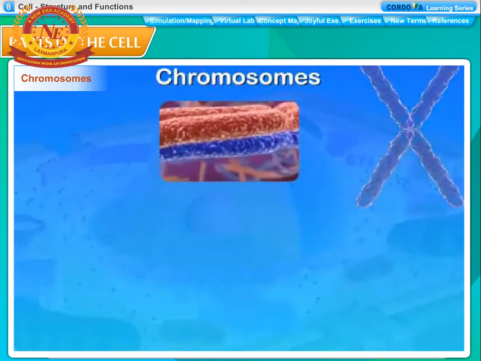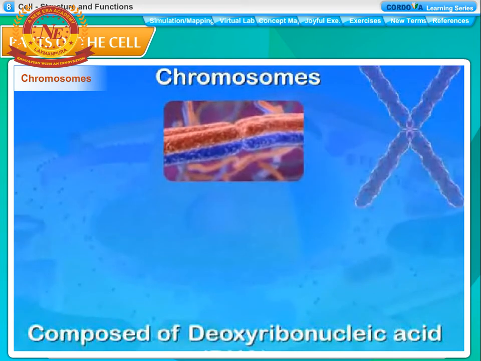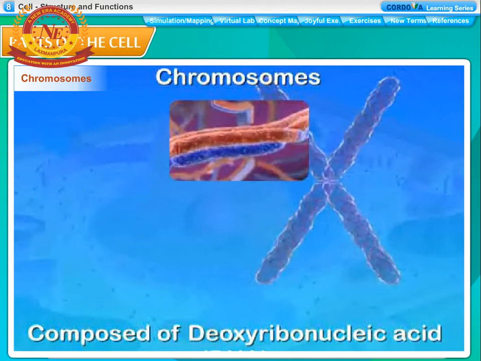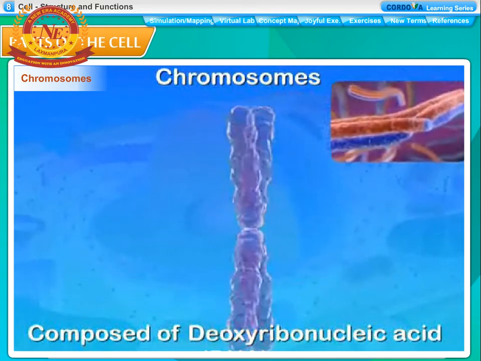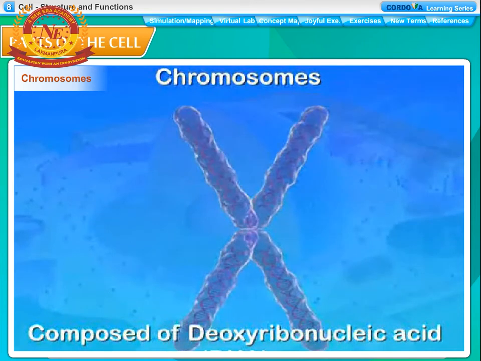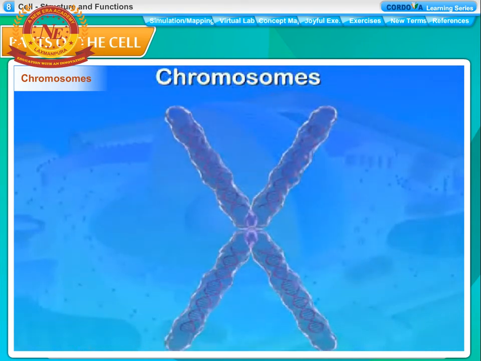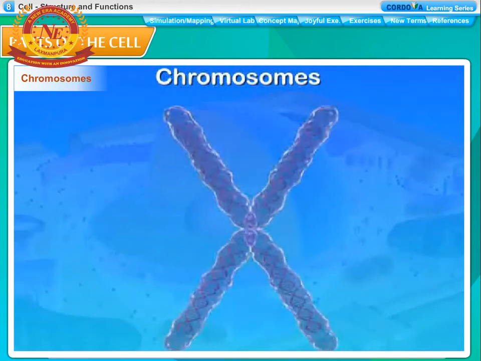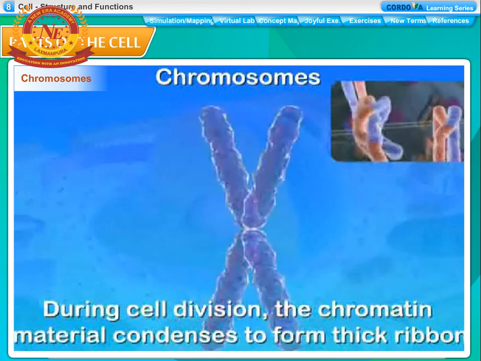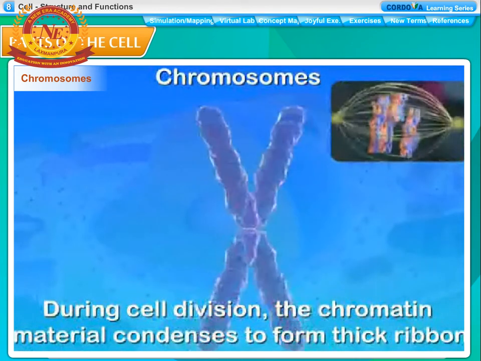Chromosomes. Chromatin material is a thin, thread-like structure composed of deoxyribonucleic acid, DNA. This contains genes. Genes are responsible for passing genetic characters from parents to the offspring. During cell division, the chromatin material condenses to form thick, ribbon-like structures known as chromosomes.